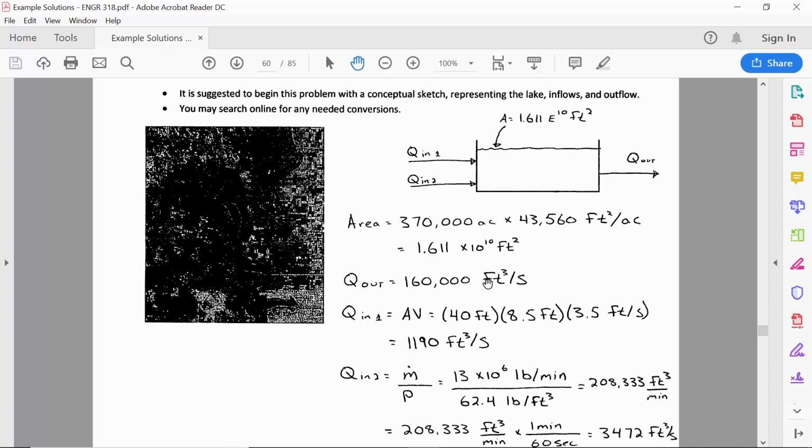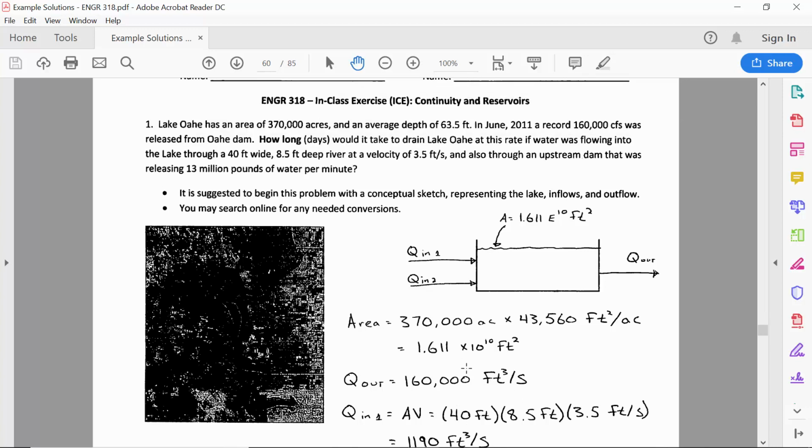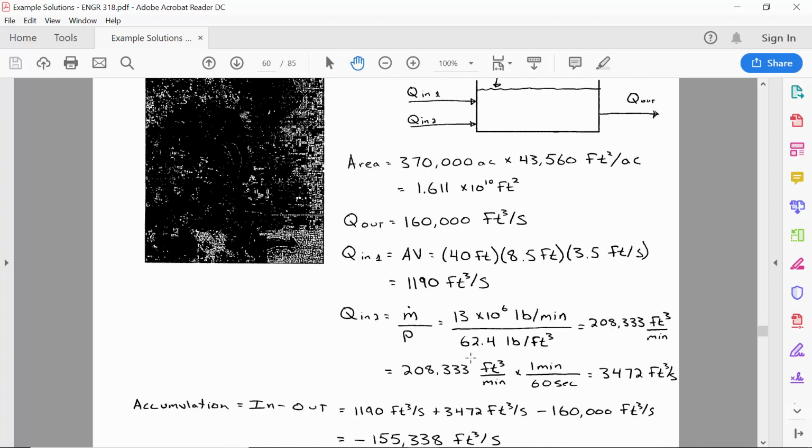This other stream, though, it says that we have a certain mass flow rate, 13 million pounds per minute. So we have to convert the time scale of that from pounds per minute into cubic feet per second to be consistent with the other things that we have. And so we convert from pounds into volume by dividing by 62.4 pounds of mass per cubic foot. And so now we have 208,333 cubic feet per minute, and then divide that by 60 to get cubic feet per second. So now we've got a volumetric flow in at 1, at 2, and the volumetric flow out.